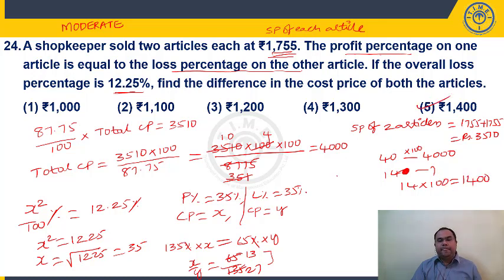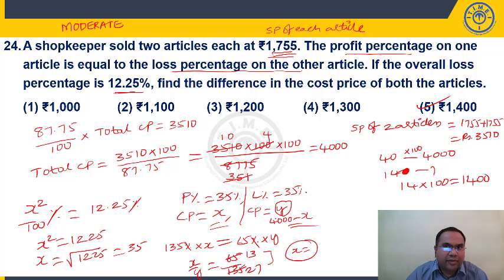The difference is 1400. Right? We can also solve it like this. We can take the cost price of the first as X. Instead of Y, since we know the total cost price is 4,000, the second will be 4,000 minus X. So 135% of X is equal to 65% of 4,000 minus X. Equate this directly and you will get the cost price value. You know the second cost price, 4,000 minus X, so the difference you can find out.